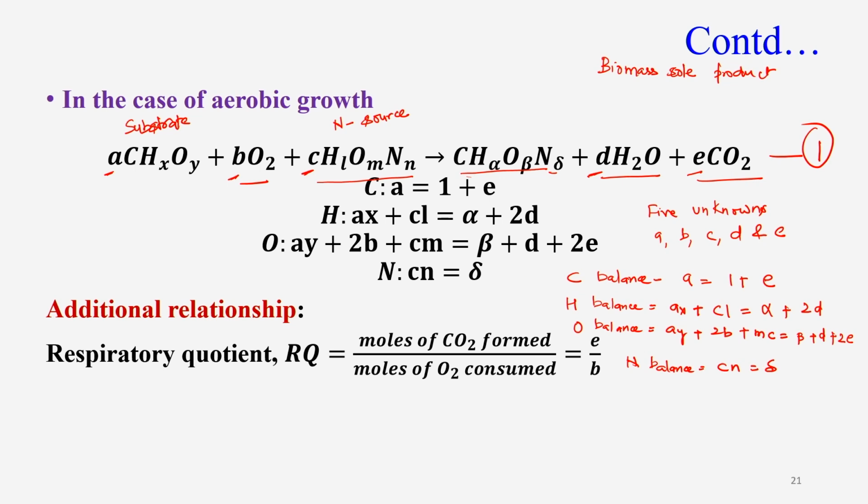So, these become 1, 2, 3 and 4 equations, but there are 5 unknowns. So, we require one more equation. The additional relationship we consider is the respiratory quotient RQ, which is defined as moles of CO2 formed divided by moles of oxygen consumed. The moles of CO2 formed is E, and the moles of oxygen consumed is B. So, E upon B is another relation. So, we got 5 relations. If we solve them, we should be able to get those 5 unknowns.